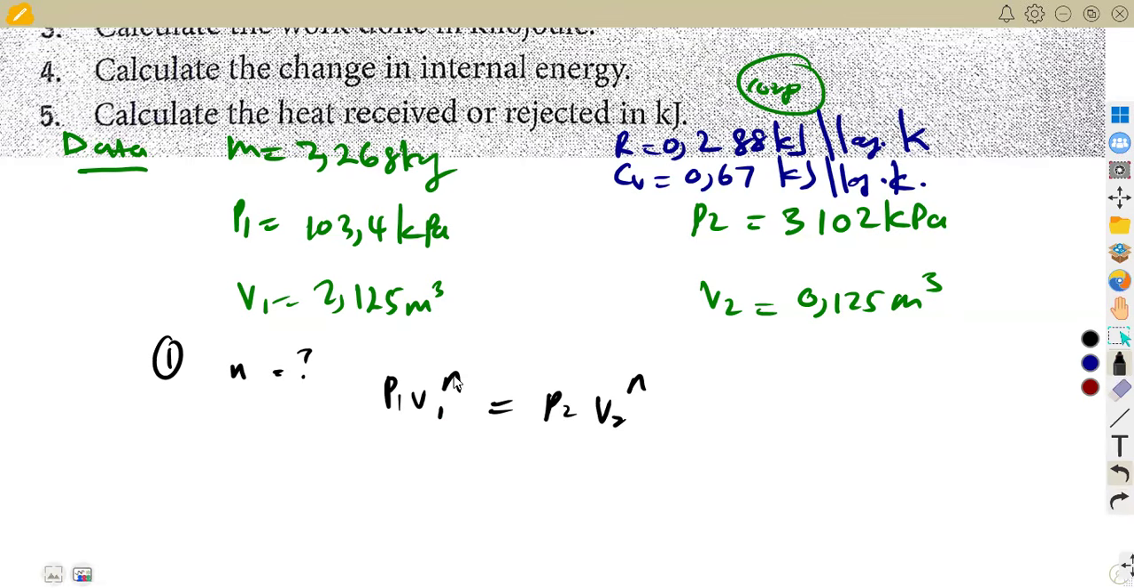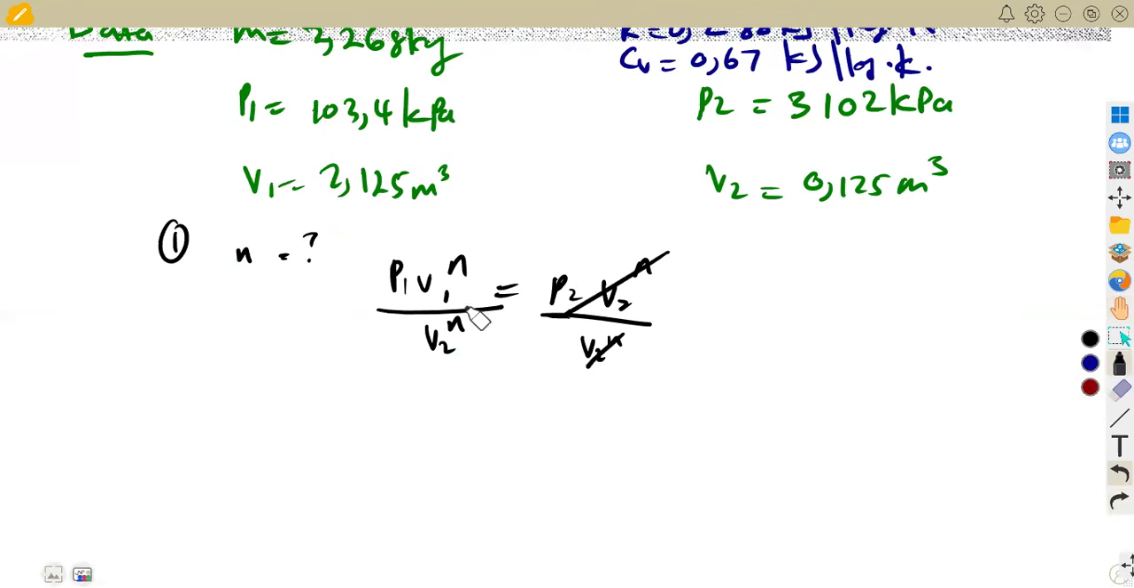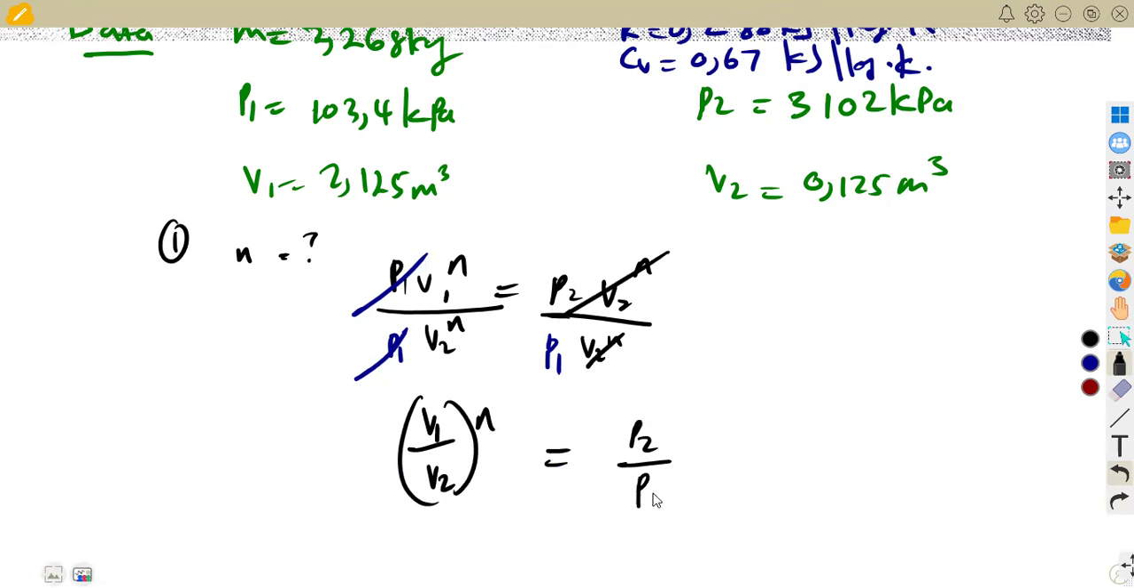Depending on how you want to work it out, as for me, I was just going to divide by V2 to the exponent of n, so that this cancels. To remove this P1, I'm going to divide by P1 so that this will cancel. And I've got V1 over V2. Remember, when you have the same exponent like this, I can just write it as V1 over V2 to the exponent of n, which is equal to P2 over P1.